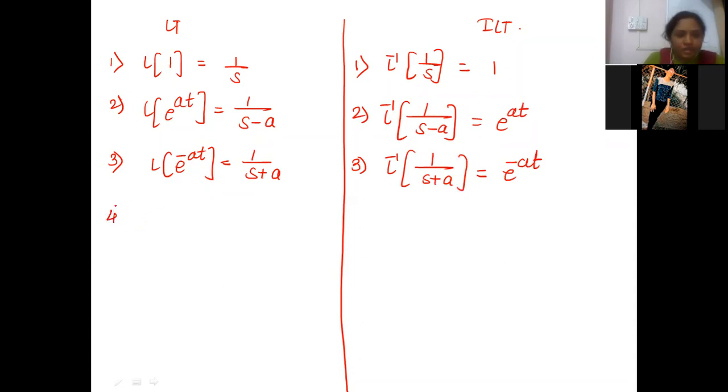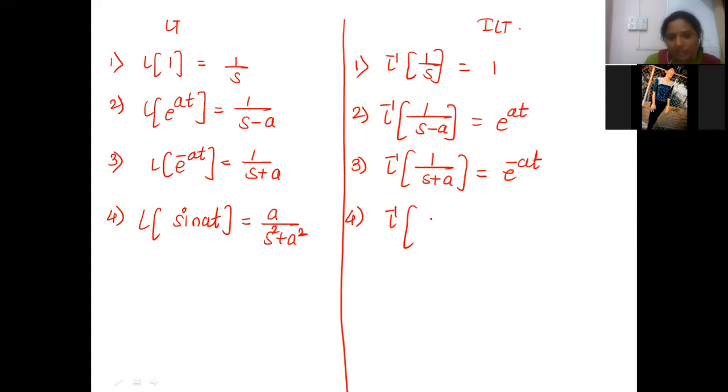Next formula, there was c raised to at, but we are ignoring it because we never will get something like s minus a log c. If you want to write it, you can, but we are ignoring it here. Next formula we have seen: sin at. Laplace of sin at is a upon s square plus a square. So here it is Laplace inverse of, instead of that a, I'll just write 1 upon s square plus a square.